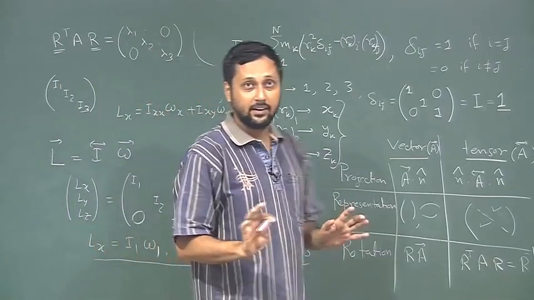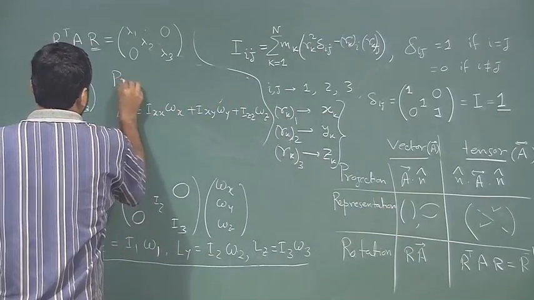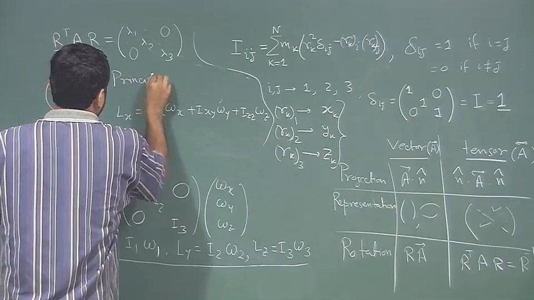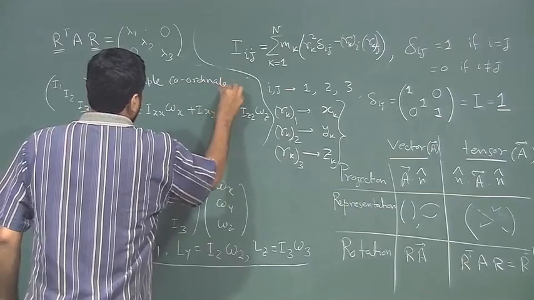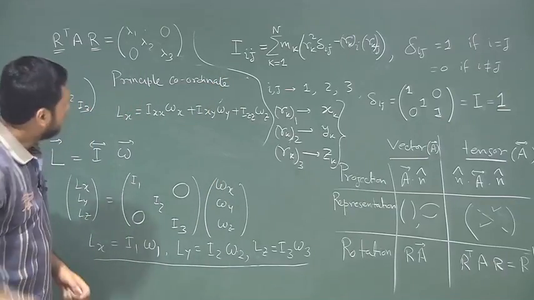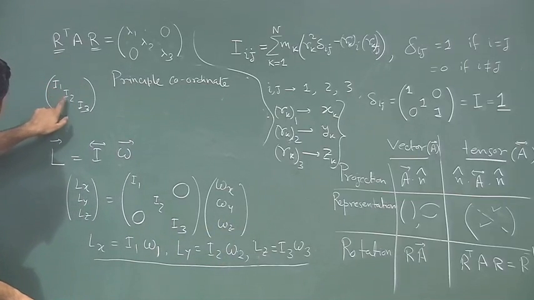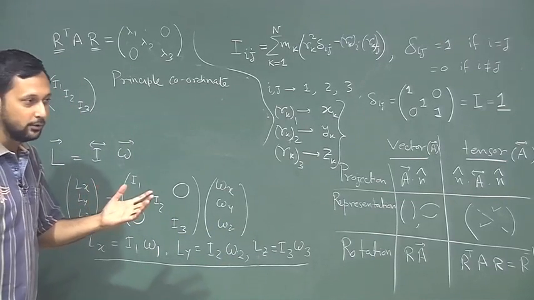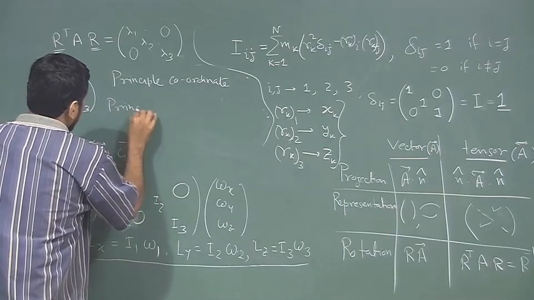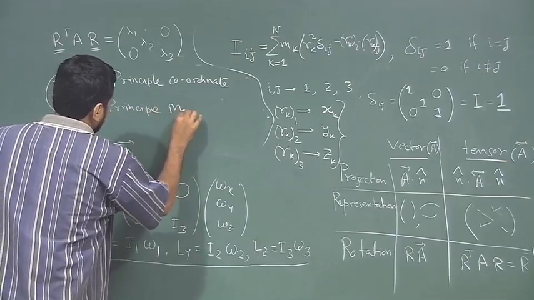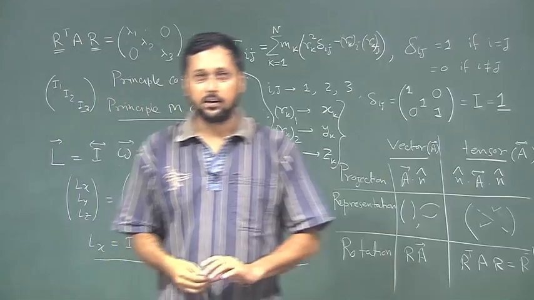And this particular set of coordinates is called the principal coordinates, and these three numbers, I1, I2, I3, which will be essentially the eigenvalues of the moment of inertia tensor, are called the principal moments of inertia. Okay. So, with this we end this particular lecture.